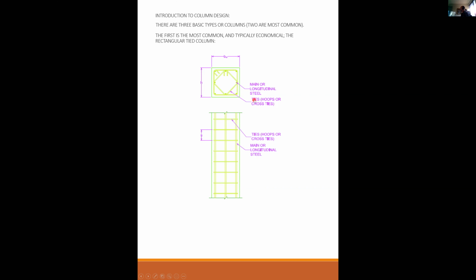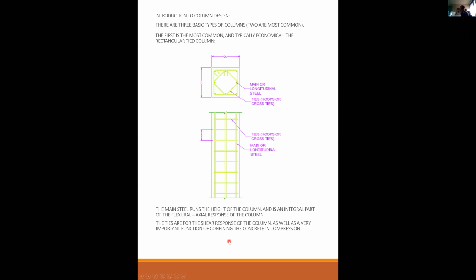But we also have ties. Ties can be hoops or cross ties. I'm showing two sets of hoops in this case, and ties or hoops will serve to resist shear, and they're also there to do this thing called confinement. They will confine the concrete, and we'll talk about that in a little bit. The main steel runs the height of the column, and is an integral part of the flexural and axial response of the column. The ties are for the shear response of the column, as well as a very important function of confining the concrete in compression.